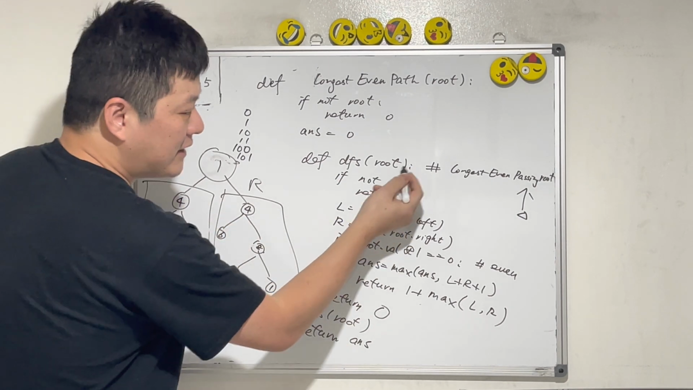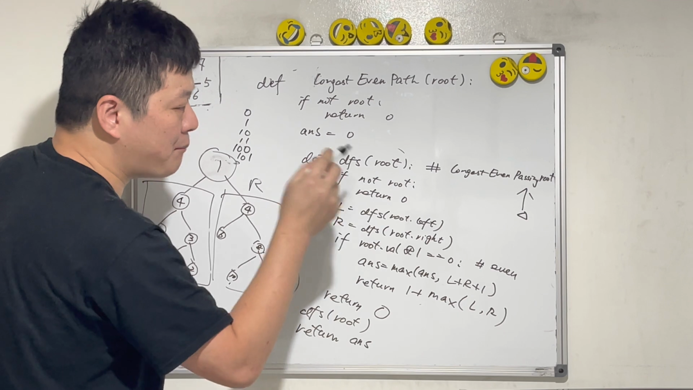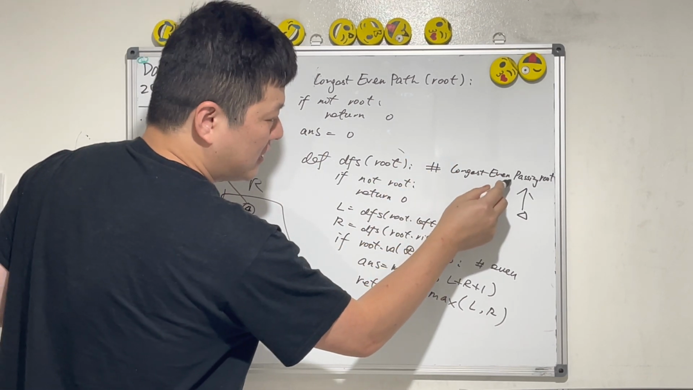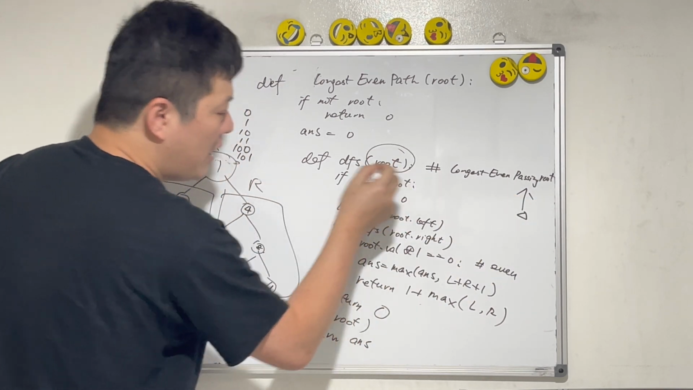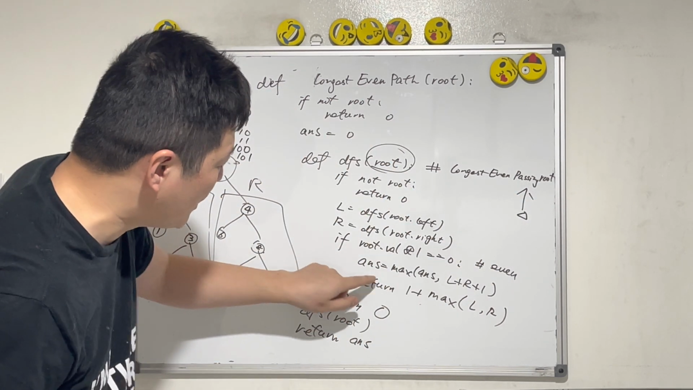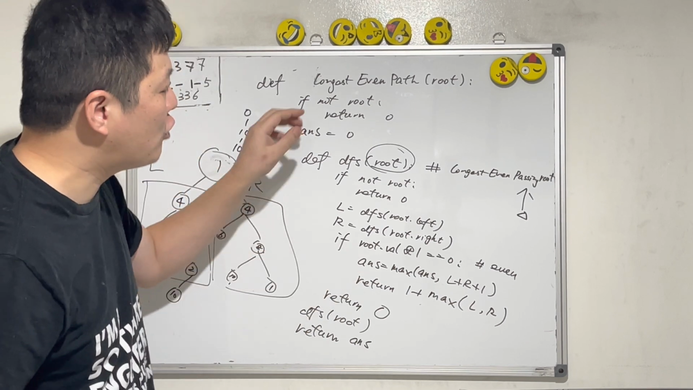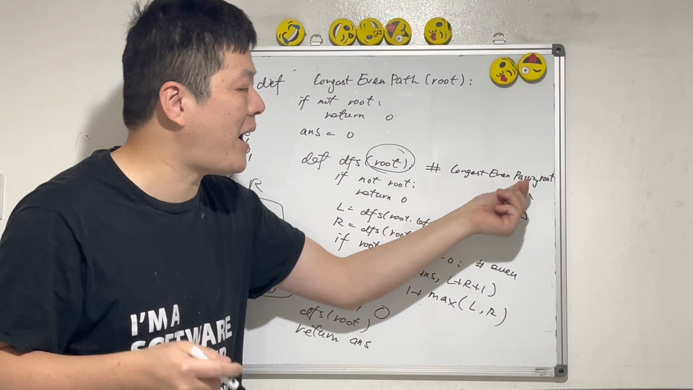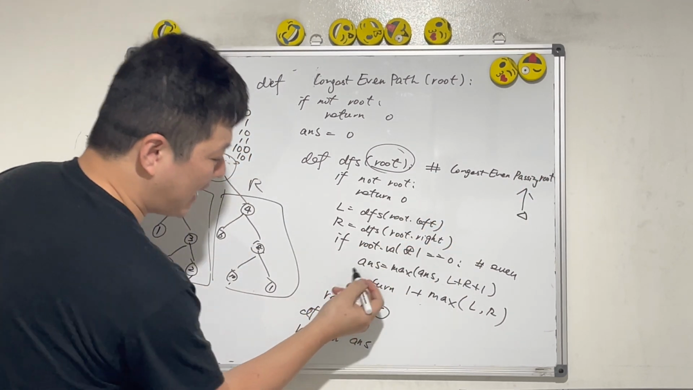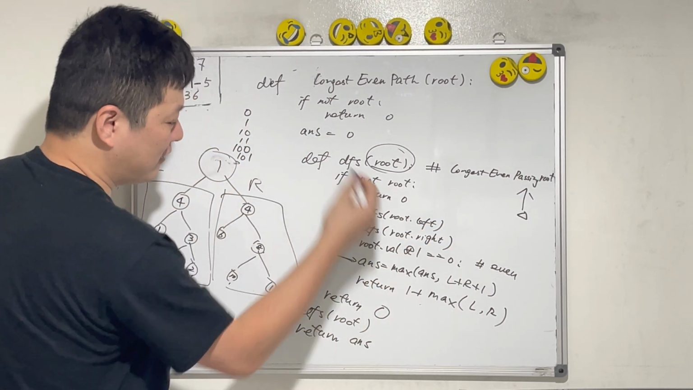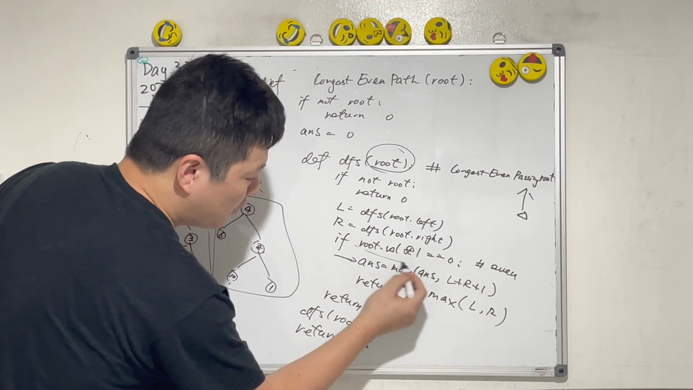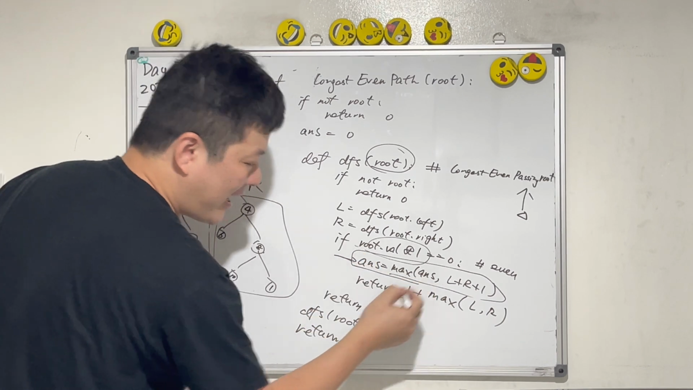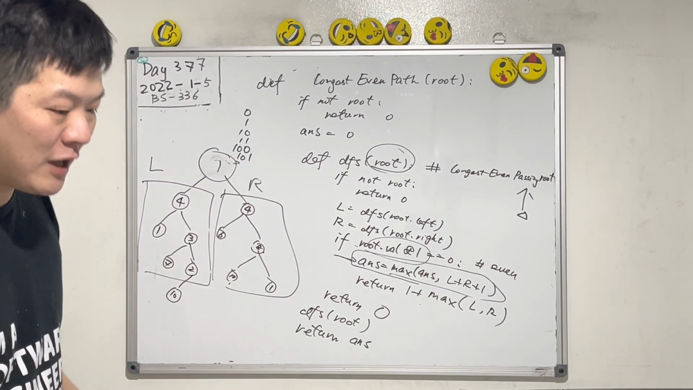The first thing is that this function directly returns the number of longest even nodes passing the root. But we're also using this function to set the longest even path, with or without passing the root, so far. We set it here as the answer. Every time we find an even number, we set it, right? Make sense?